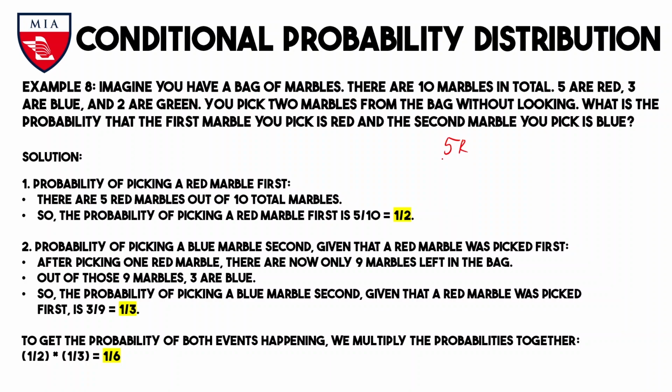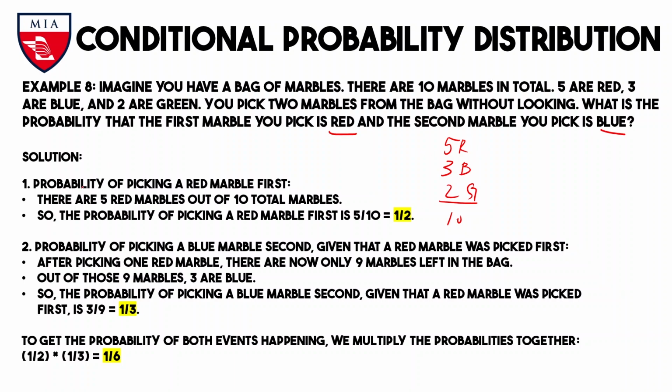Okay. We have 3 blue, and we have 2 green. So we have 10 total. Okay. So what is the probability that the first marble you pick is red and the second marble you pick is blue? Okay. So let's first have the number one solution.